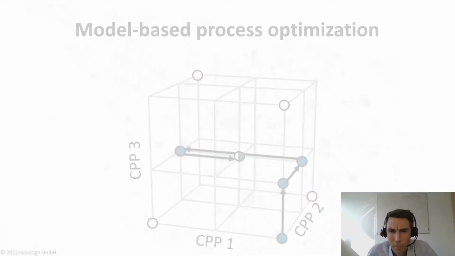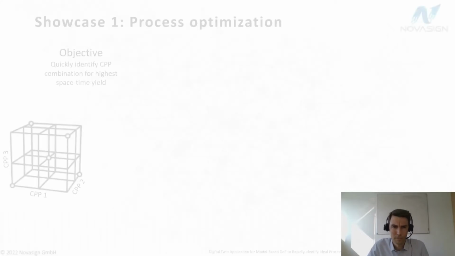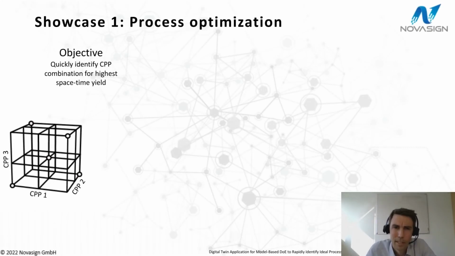Starting directly with the upstream showcase, it's about model-based process optimization. So here the idea is to start with a small amount of experiments, and then as quickly as possible screen the whole design space to find the optimum with as little experimental effort as possible. So as said, you have to think about what you want to predict, what are the critical process parameters you want to vary.